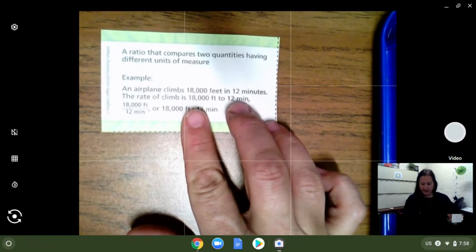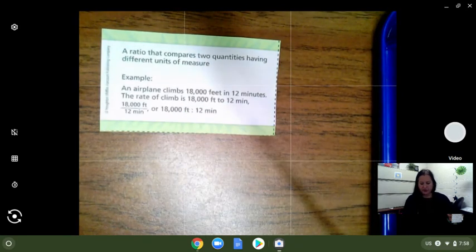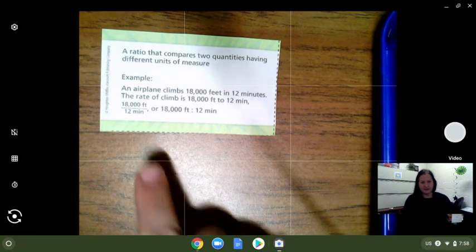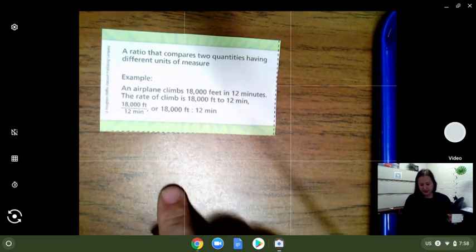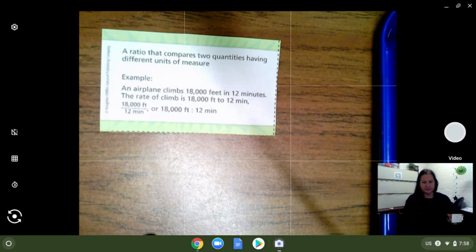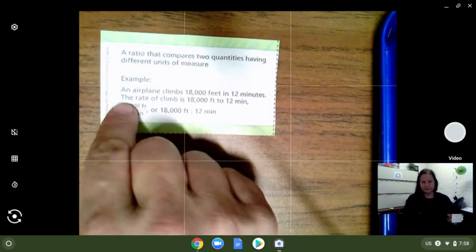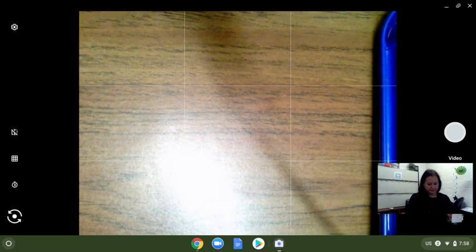A rate is a ratio that compares two quantities having different units of measure. So for an example, an airplane climbs 18,000 feet in 12 minutes. The rate of the climb is 18,000 feet to 12 minutes. And this can be written as a fraction or with 2 dots in the middle, called a colon, those 2 dots.